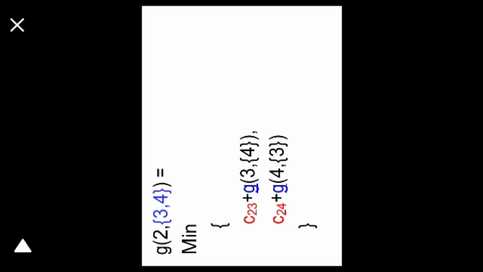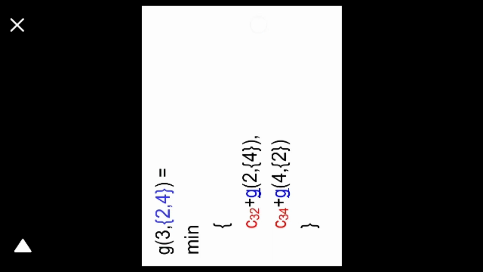Now if I reach 2 to 3, then now I am at 3, and the remaining city is 4, so G of 3 4. If I go from 2 to 4, now we are at 4, so G of 4 comma 3. Among these two, whichever is the minimum, that is the answer for G of 2 3 4. We know how to find C23 and C24; these two values we can extract directly from the cost matrix. Then we need to find G of 3 4 and G of 4 3.